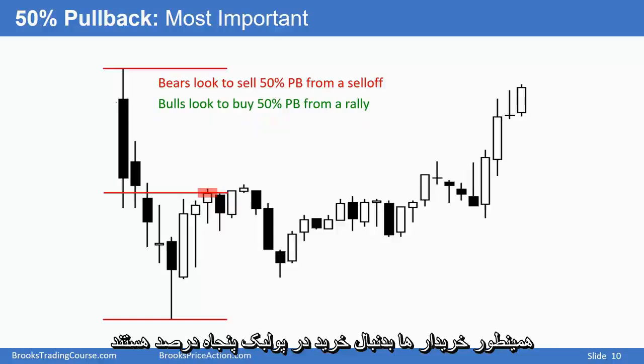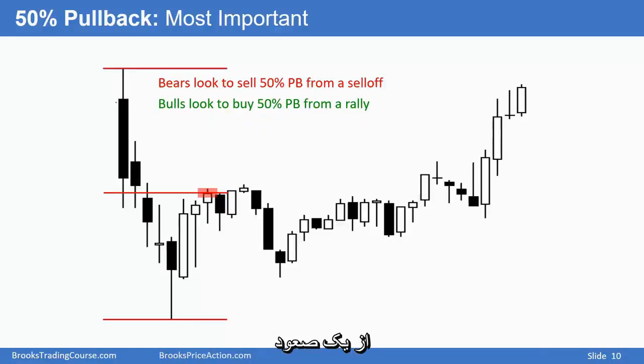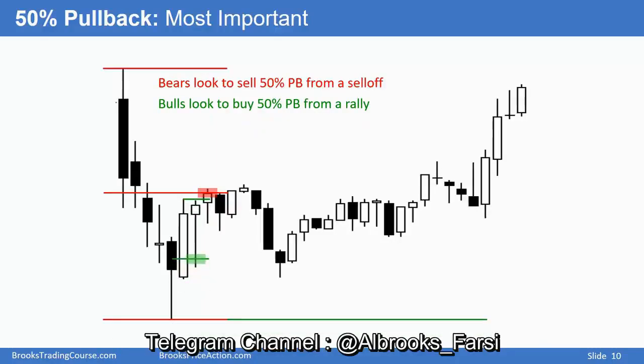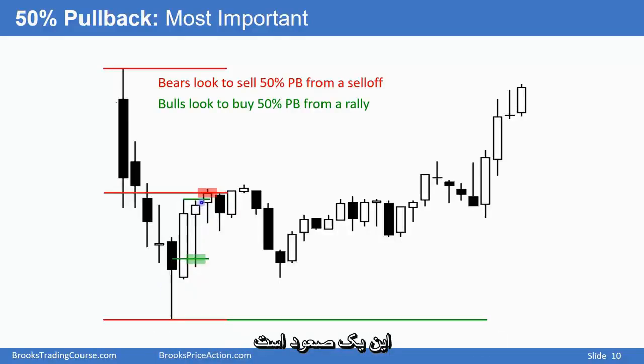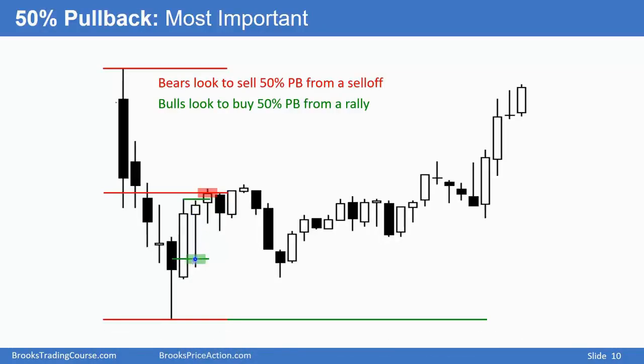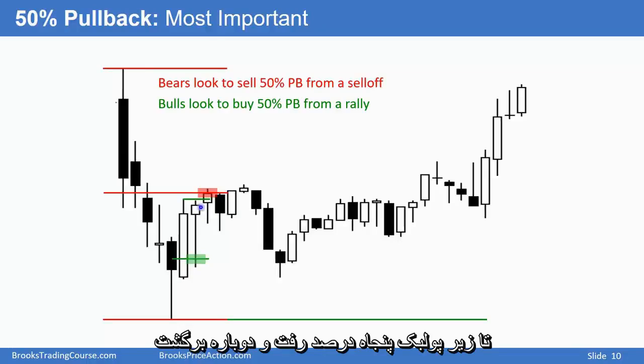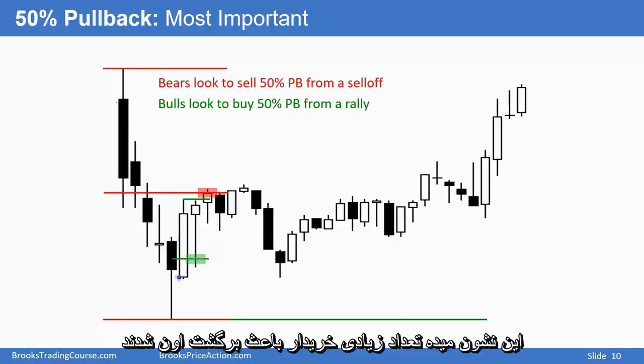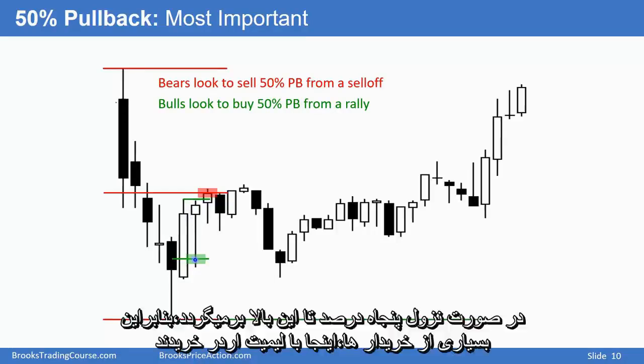Likewise, bulls look to buy a 50% pullback from a rally. Now, this is a rally. At this point, the rally is right here, and it pulls back right here. As soon as this bar closes, the bulls will place a limit order to buy a 50% pullback. And look what happened on this bar. It went just below the 50% pullback, and then it raced back up again. That tells you that a lot of bulls liked this rally, this reversal, and they decided that if it falls 50%, it's probably going to go back up here. So a lot of bulls placed limit orders to buy there.